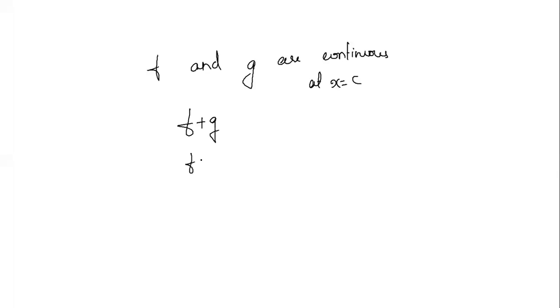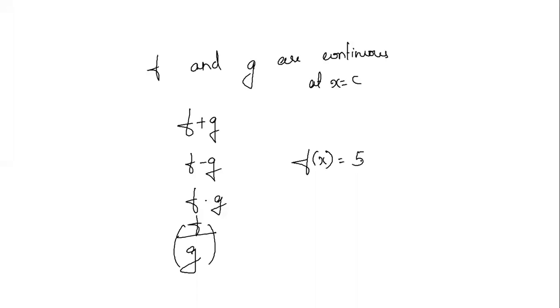We know that if f and g are continuous at x is equal to c, then their sum is continuous, their product is continuous, their difference is continuous, and f by g is also continuous, correct?